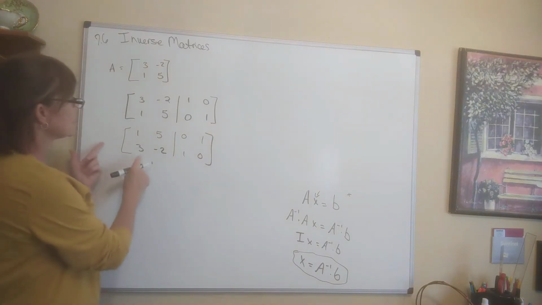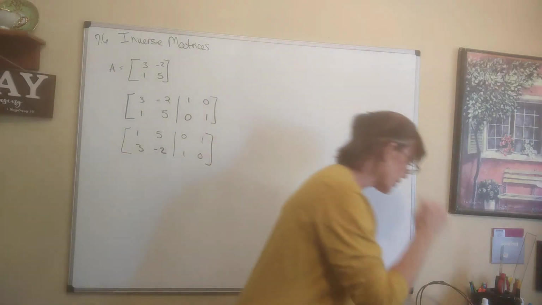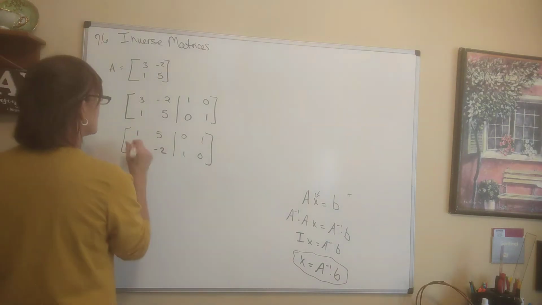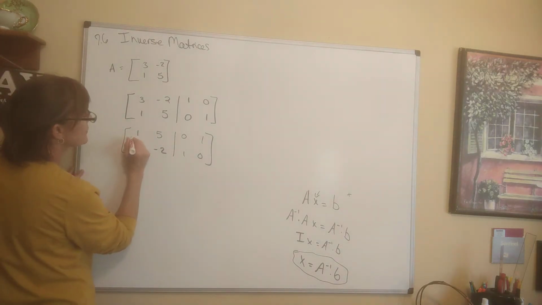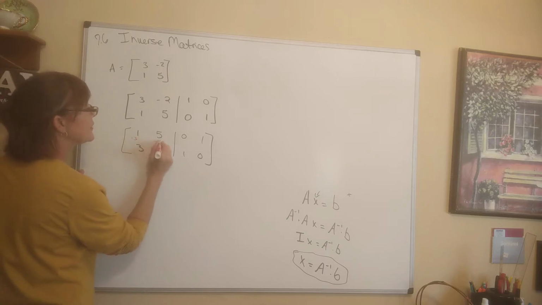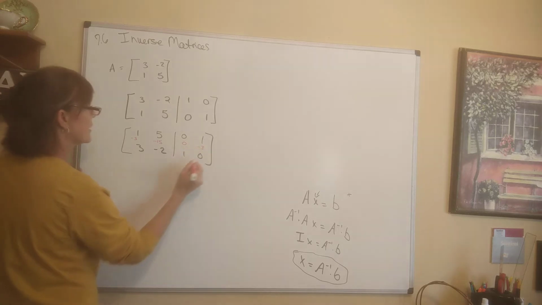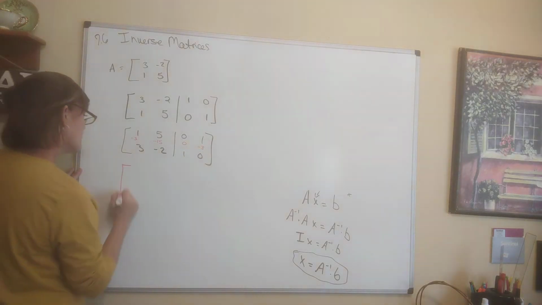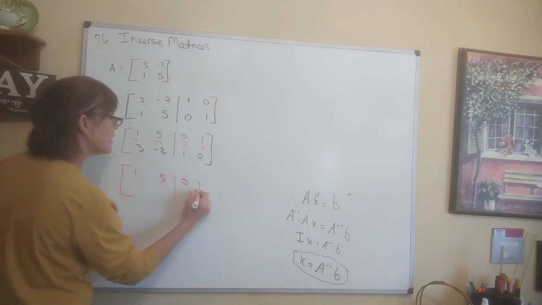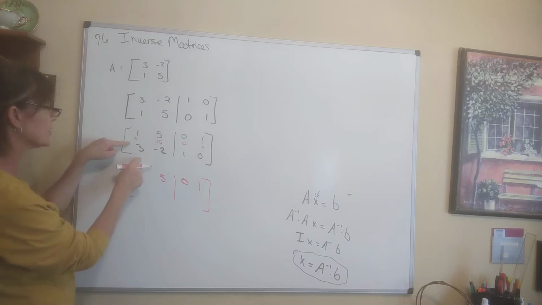Now, I would like to zero out this because I'm trying to make it look like the identity. So I'm going to multiply this first row by negative 3 and add it to the second row. This is another operation. So if I take 1 times negative 3, that's a negative 3. 5 times negative 3 is negative 15. 0 times negative 3 is 0. 1 times negative 3 is negative 3. So in my next step, I'm keeping the first row, 1, 5, 0, 1. I just borrowed it. I multiplied it by something. I'm going to add it to the second to change this one.